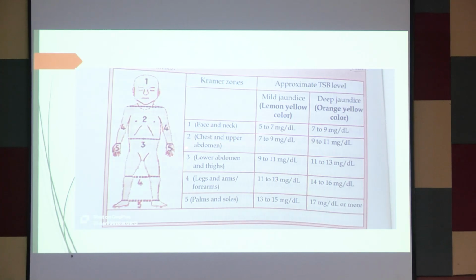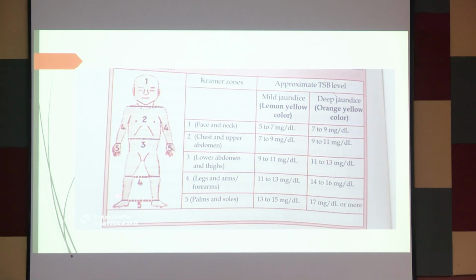Then 2, chest and upper abdomen. If jaundice is there in chest and upper abdomen, the bilirubin level will be, in case of mild jaundice, 7 to 9 and deep 9 to 11 milligram per deciliter. Then third region, that is lower abdomen and thigh. If there is jaundice in region 3, the level of bilirubin will be 9 to 11 in mild jaundice and 11 to 13 in deep jaundice.